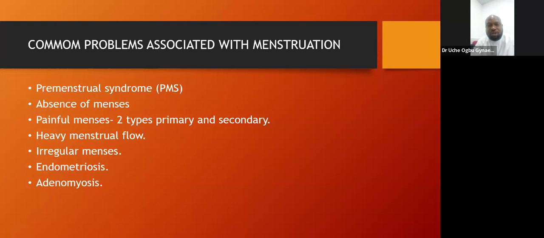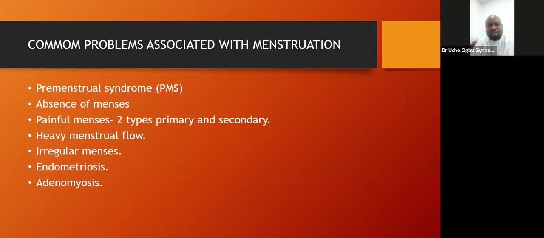Other common problems associated with menses would be absence of menses. There are a number of reasons why a woman will miss her period. First on the list, it could be pregnancy, it could be hormonal imbalance, it could be things like polycystic ovarian syndrome, it could also be drugs, and so on and so forth.